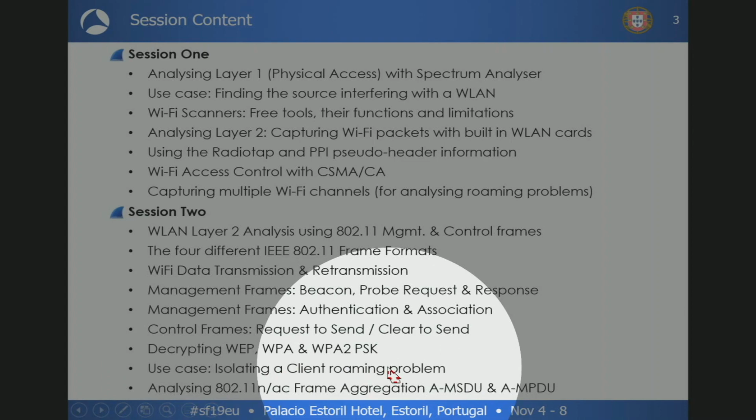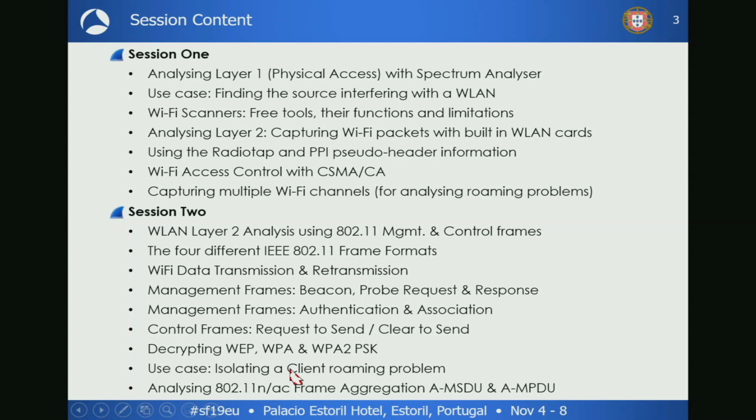Like in the first session, I have a practical example. A client which had a roaming problem, that's again from a customer case which was present for many weeks with a lot of finger pointing, and we finally could isolate the cause with Wireshark. But then we end with analyzing frame aggregation. Frame aggregation means that you can send multiple packets without an acknowledge. What we learned in the first part is that every single packet is acknowledged. This is still the case, except when you are using block transfer, and 11n and AC are using this. So we learn a new packet called block acknowledge, and we'll see how this is going to work.